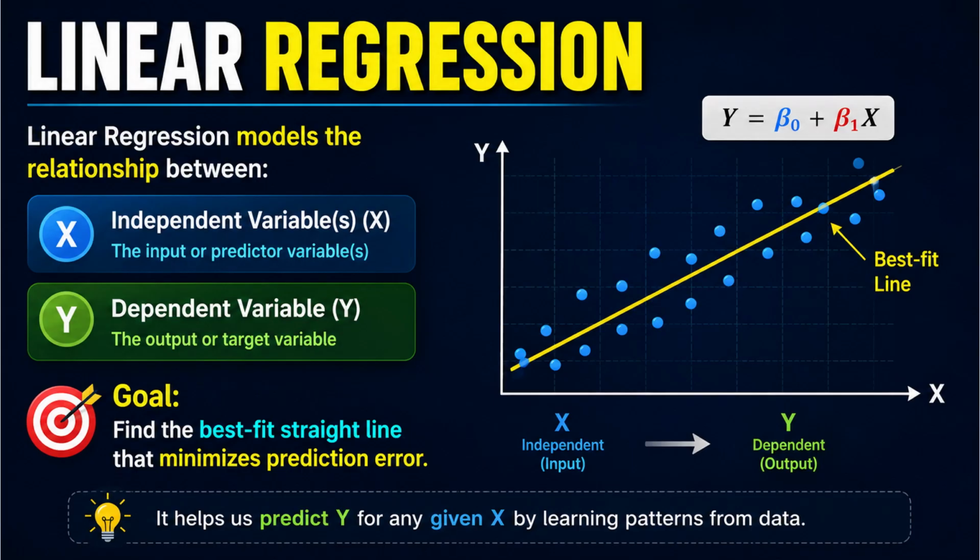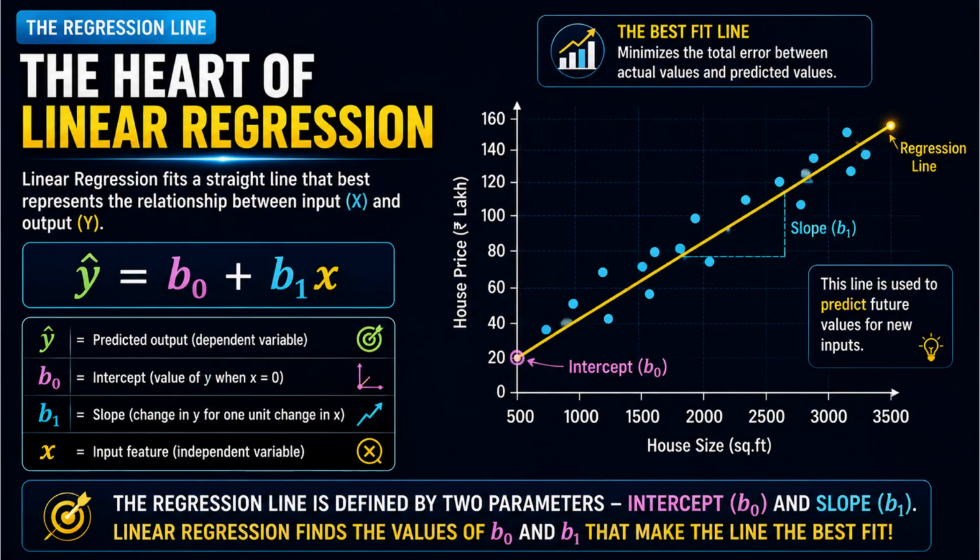So linear regression models a relationship between an independent variable x, that is the input or predictor variable, and a dependent variable y, the output or target variable. So these terms you should be clear. Okay. So again, as we already discussed, we want to find a mapping between the independent input variable and the dependent output variable, and the best fit line you have to find out, which minimizes the prediction error. Okay, we'll come to that a little more in detail. So the heart of linear regression is fitting a straight line.